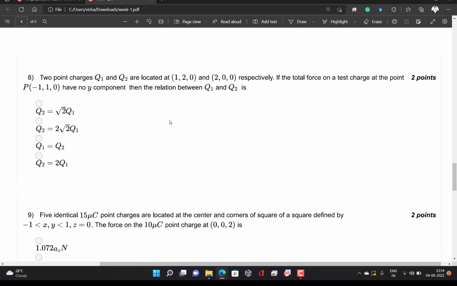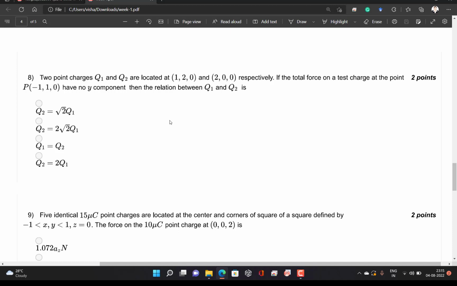Question number 8 here is: given that 2-point charges Q1 and Q2 are located at (1, 2, 0) and (2, 0, 0) respectively, if the total force on a test charge at a point P, whose Cartesian coordinates are (minus 1, 1, 0), has no y component, then the relation between Q1 and Q2 is. So let's first try to understand what the question means.